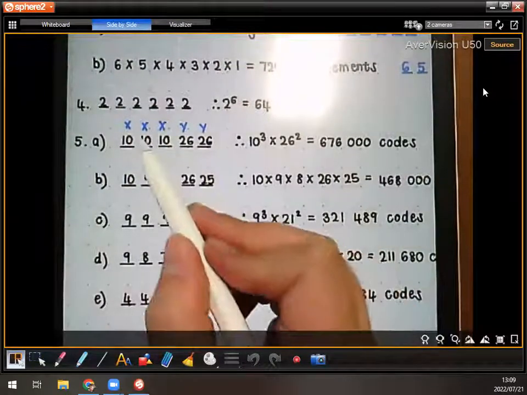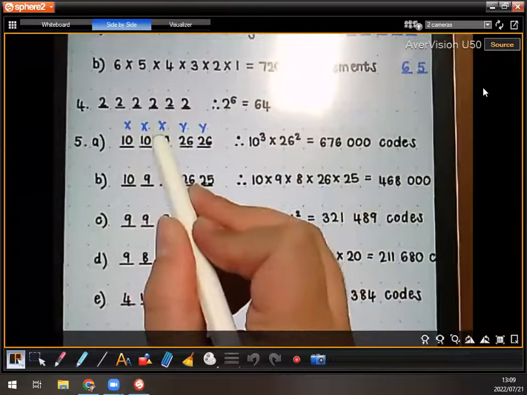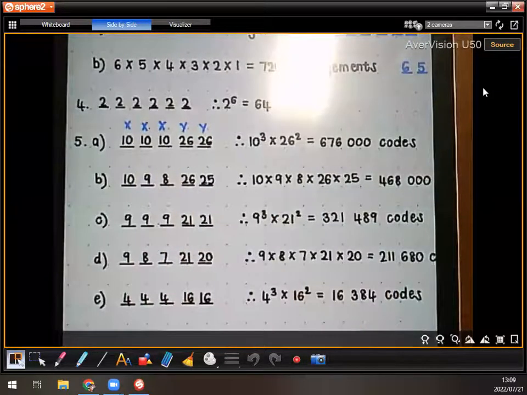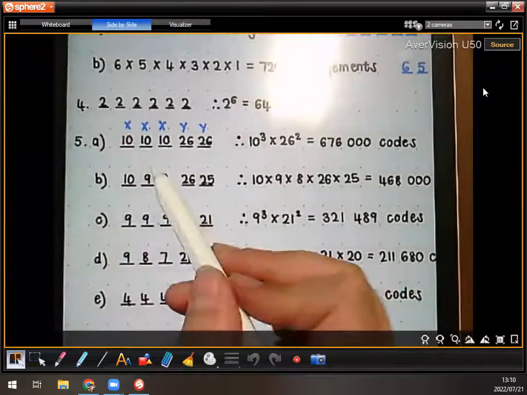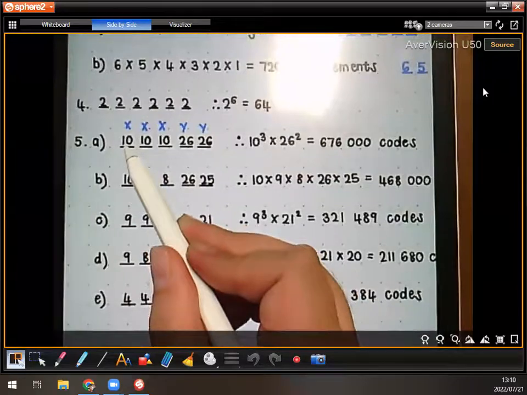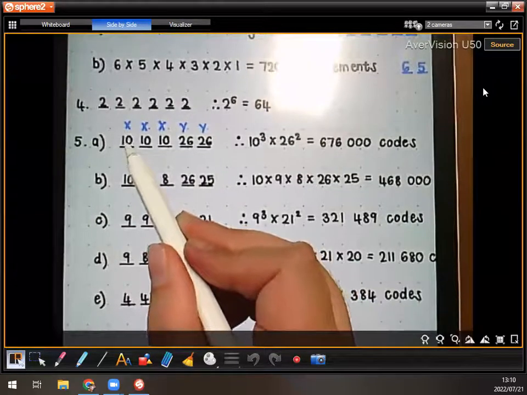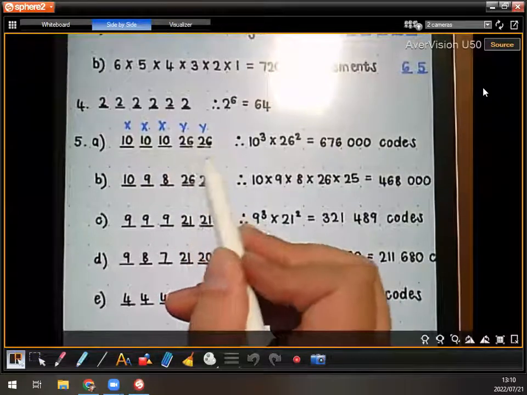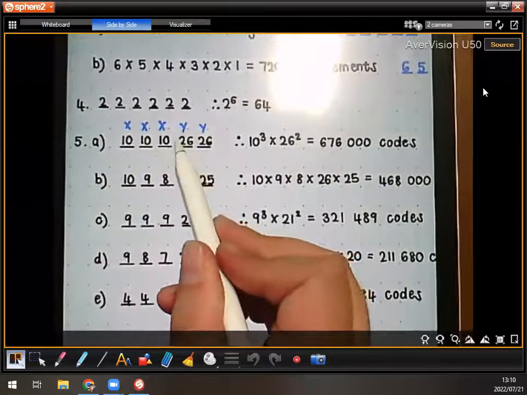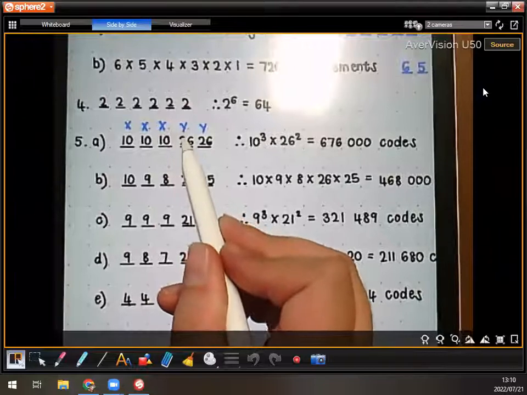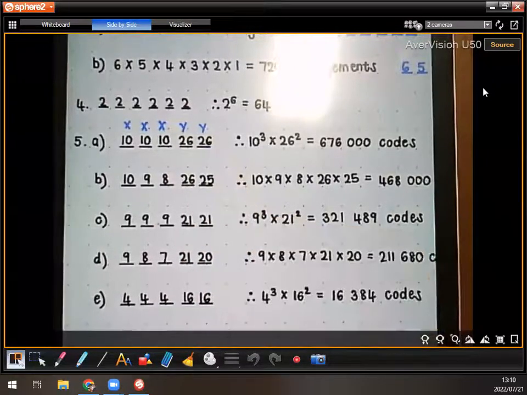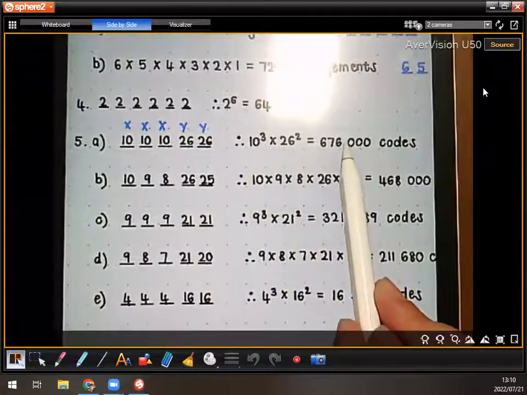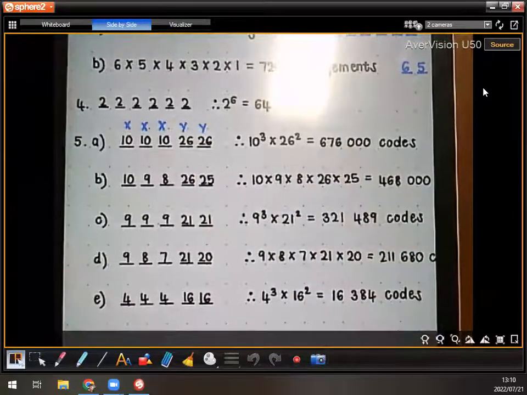Right, so they said the first 3 have to be digits, so numbers between 0 and 9. So how many are there? How many numbers between 0 and 9? 10. Okay, there will be 10 options on the first one. You can use them again, you can repeat them. So there's 10 for the next one and for the next one. And then how many letters are there in the alphabet? 26. Okay, so that's why there will be 26 options for that one and then for the next one. You just multiply them together and get to your answer.